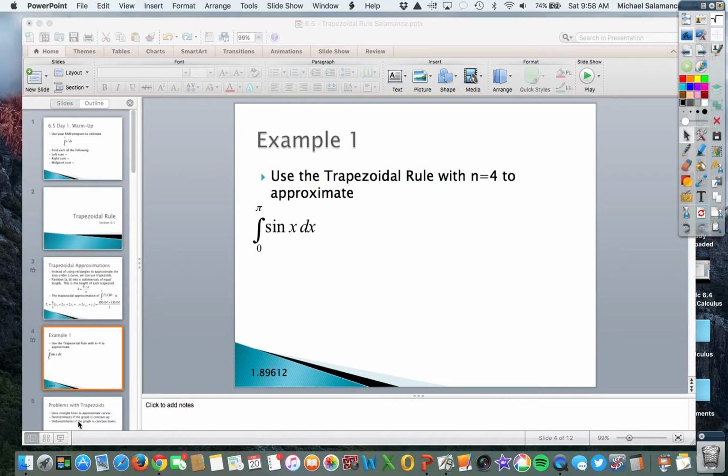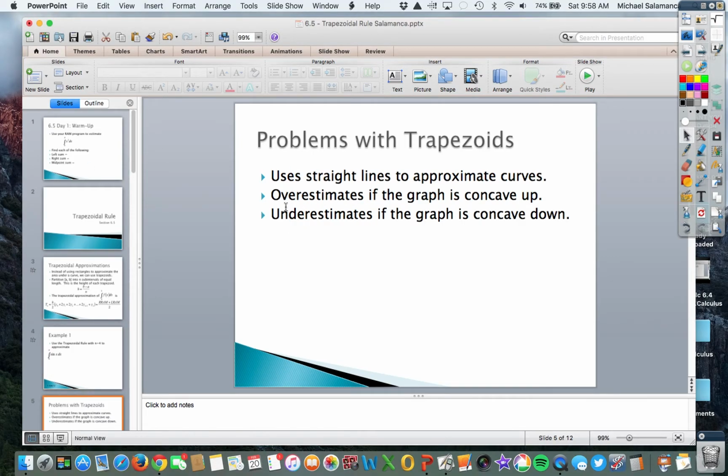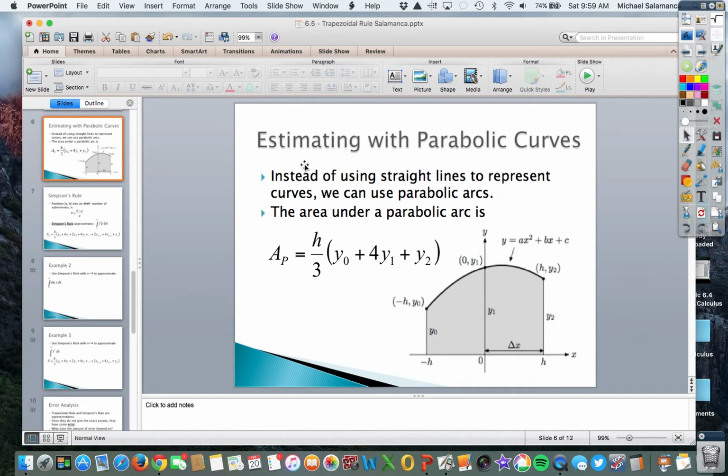So let's look at another example. Now, real quick, problems with trapezoids. They use straight lines to approximate curves. When we do the trapezoidal rule, it overestimates if the graph is concave up, and it underestimates if the graph is concave down. So just something to keep in mind. When we're estimating with parabolic curves, instead of using straight lines to represent curves, we can use parabolic arcs, as you see here. I want to make sure we just talk about it, that this is another method. I'm not going to ask you to calculate it.